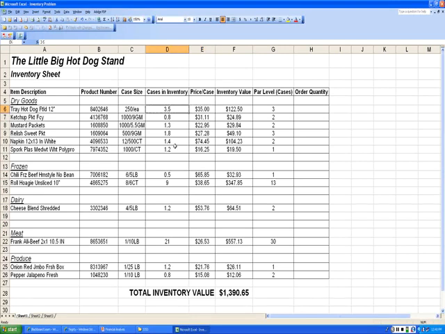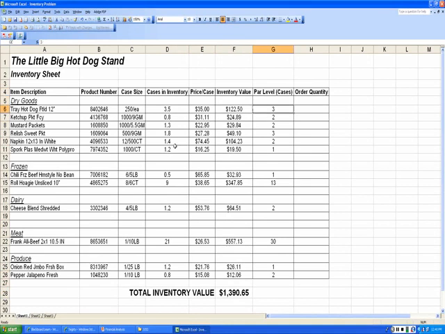So I've counted all my products. I figured out the inventory value, which is the amount that I have on hand times the price of the case. The next thing I want to do is look at my total inventory value. So I figure out the inventory value of each one of these, add them all together, and I see that I have $1,390.65 worth of product in inventory. So that's where my inventory is at right now, is $1,365.